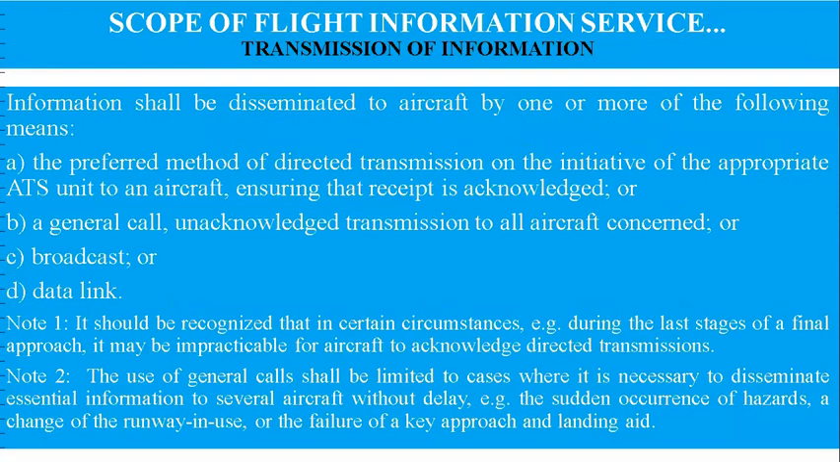Transmission of information. Information shall be disseminated to aircraft by one or more of the following means. The preferred method of direct transmissions on the initiative of the appropriate Air Traffic Service Unit to an aircraft, ensuring that receipt is acknowledged, or they can make a general call, unacknowledged transmission to all aircraft concerned, or a broadcast, or by using data link.